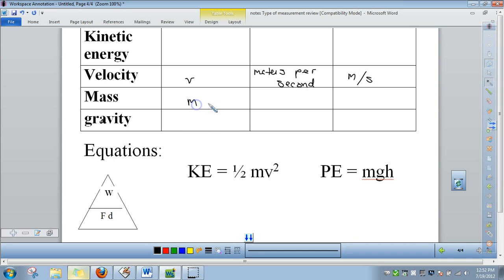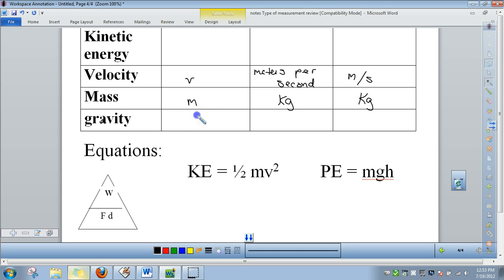Mass is a lowercase m. Remember, mass and meters have the same abbreviation. However, one is a variable found in an equation like down here. One is a unit found after a number. If you were measuring mass, the unit would be in kilograms, and the abbreviation for that is kg.